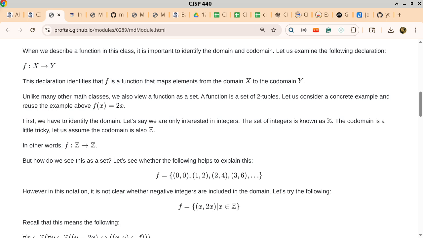It would be a set of two-tuples. The first item of the two-tuple is telling you where it's coming from, and then the second item of the two-tuple is telling you where it's going to. So in this case, we have mapping 0 to 0, we have mapping 1 to 2, we have mapping 2 to 4, 3 to 6, and so on.